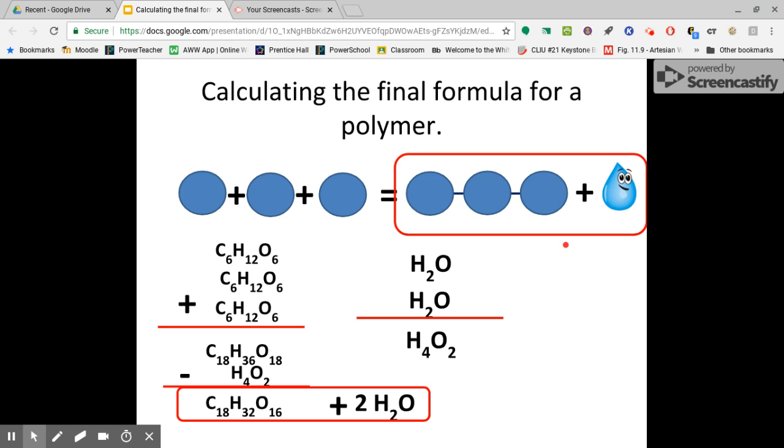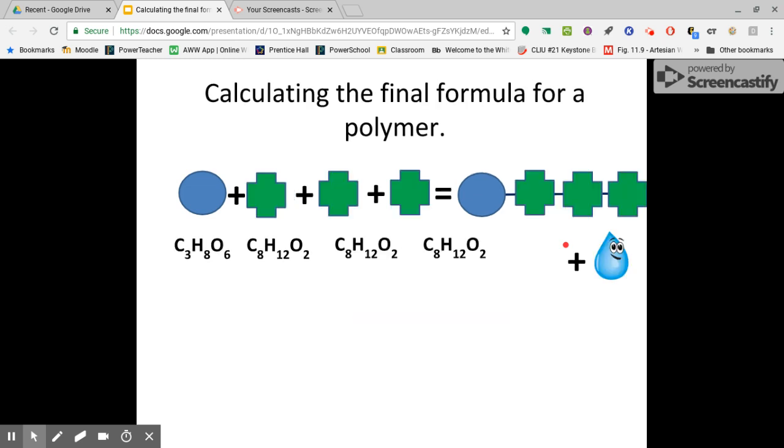One more example. Now we aren't using isomers. We have 1 blue monomer and 3 green monomers, and we're going to combine them into a polymer. Now, because they're different, each has a different formula. So the 3 green ones actually do have the same chemical formula of C8H12O2. It's the exact same process. You add up the chemical formulas for the individual monomers and then subtract out 1 molecule of water for each bond that is being created.